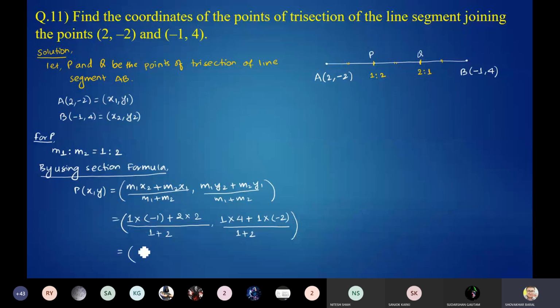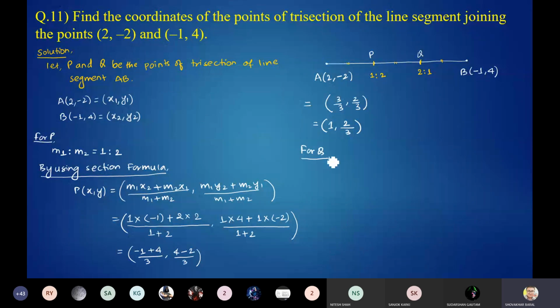So simplify it further. 1 times minus 1 is minus 1 plus 4 divided by 3, comma, 4 minus 2 divided by 3. This will be equal to 3 by 3 comma 2 by 3. Sometimes it may be in fraction also. So 3 by 3 is 1 and the second coordinate is 2 by 3. We have got it. Now let's solve for Q.